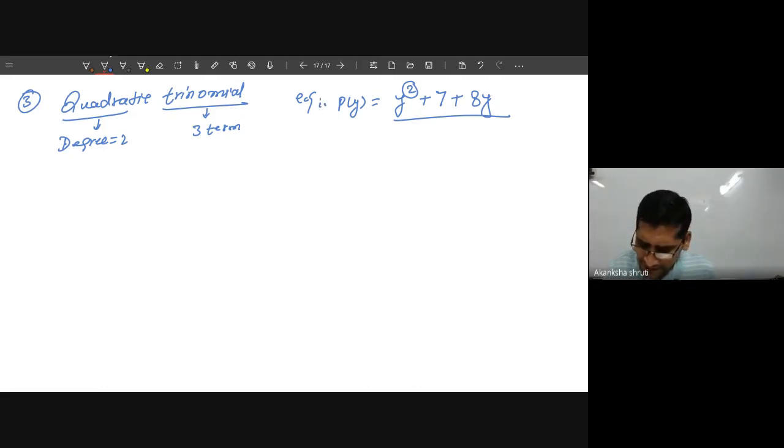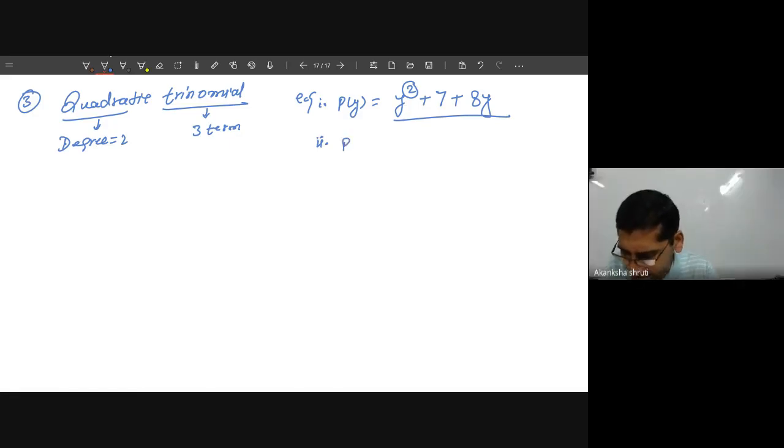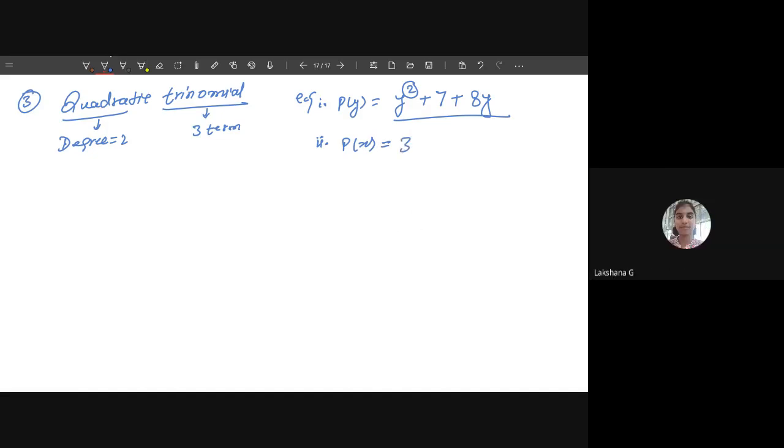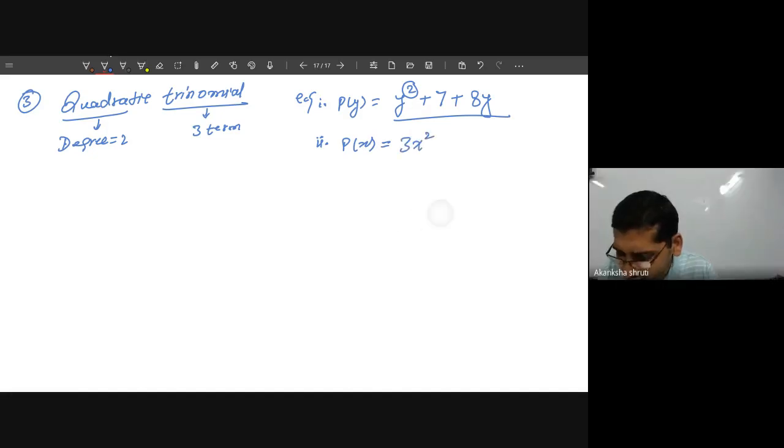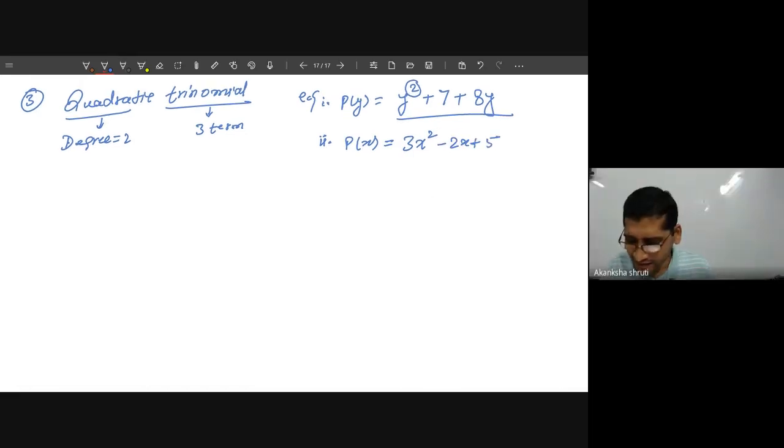So, another example. Yes, tell me one more example of this quadratic trinomial. Let me write p of x. Yes, tell me. x square plus 2x plus y. 3x square minus 2x plus 5. Student, this way you have to write it properly, if anyone asks you. The fourth one is quadratic binomial.